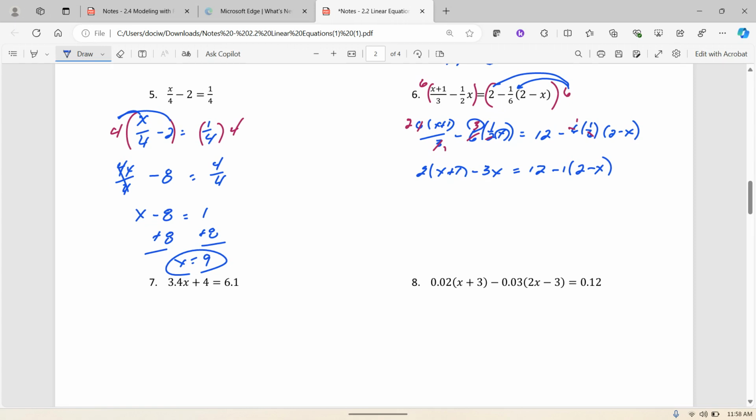Okay. If I get more comfortable with the algebra, I can zip through this a little bit more quickly. Okay, but if I'm not as comfortable, I want to make sure that I take more time with my steps.